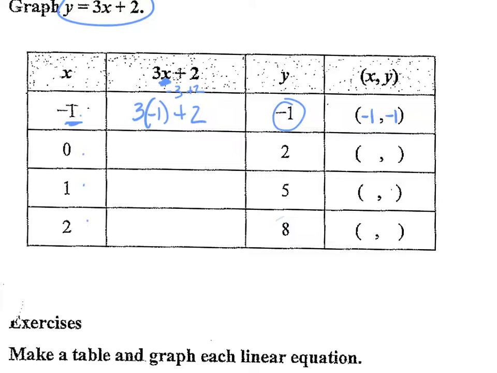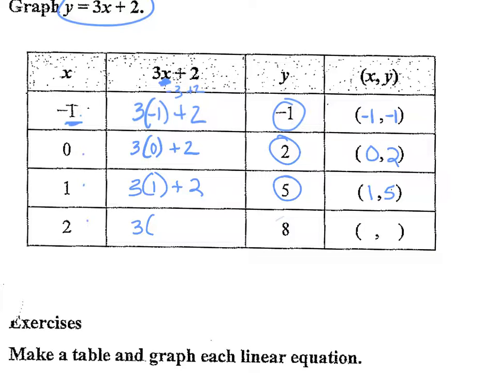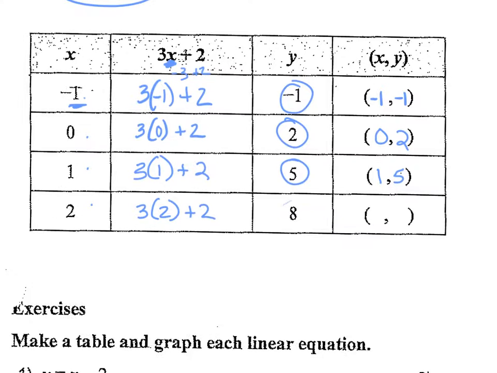It would be 3 times 0 on the next one. We're going to plug in 0. And then it would be plus 2. Good. 3 times 0 is 0, plus 2 is 2. So the next point you could put on your graph, (0, 2). And we're going to do the same thing. 3 times 1 is 3, plus 2 is 5. So (1, 5). And then same thing on the last one. Plugging in that 2. So 3 times 2 is 6, plus 2 is 8.